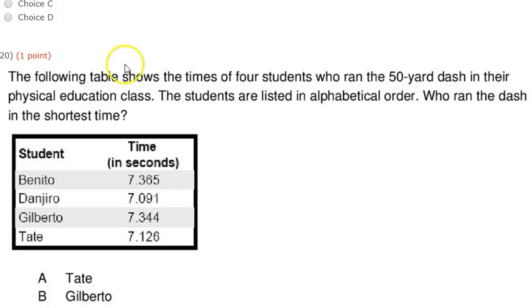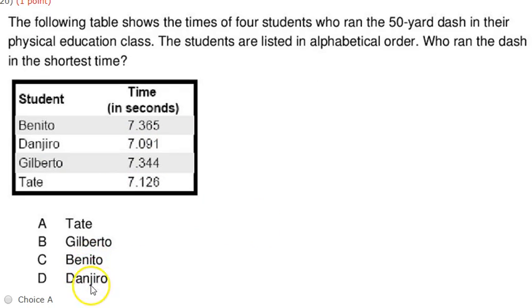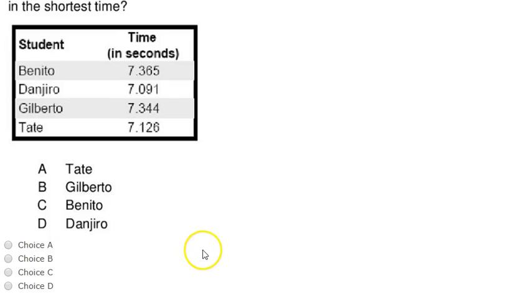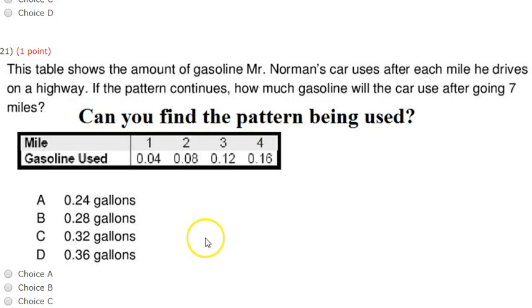And number 20. The following table shows the times of 4 students who ran the 50-yard dash in their physical education class. The students are listed in alphabetical order. Who ran the dash in the shortest time now? Before it was the longest time, now it's the shortest time. Who ran the race the fastest? Is it Tate, Gilberto, Benito, or Denjaro? A, B, C, or D?